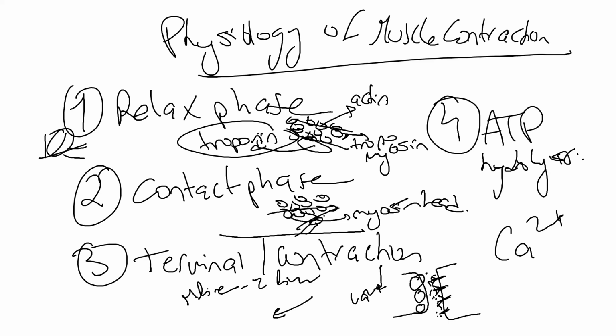By the end of this contraction, ATP will be hydrolyzed, or broken down. We don't use ATP to contract. We produce ATP after contraction. We break down ATP after contraction. So the thing you should know in muscle contraction is that ATP is hydrolyzed after contraction and not before.